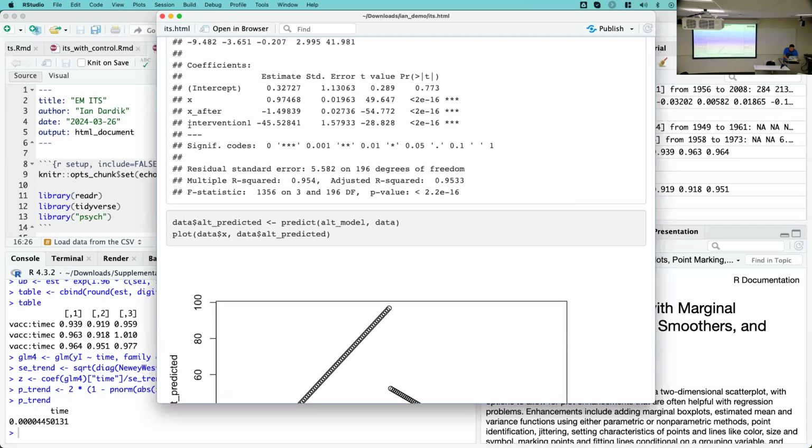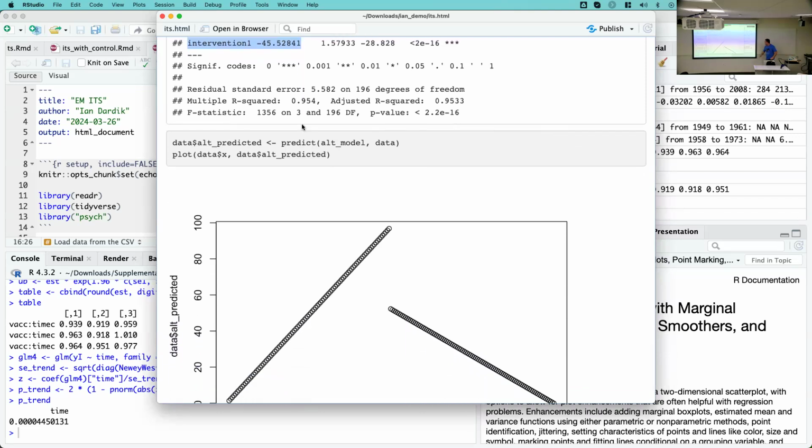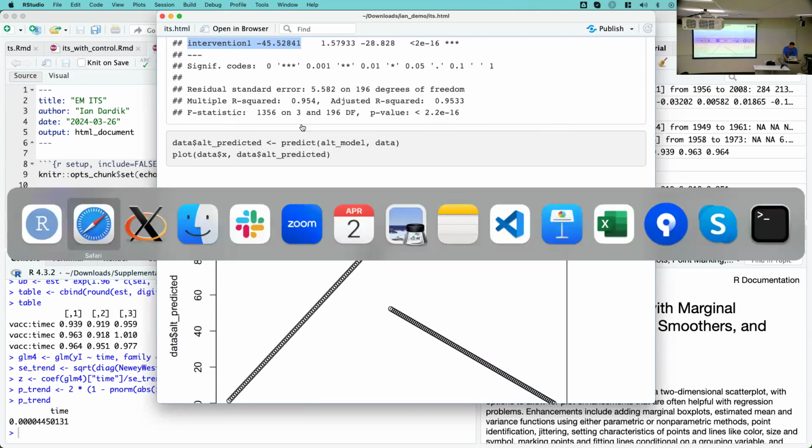So looking at intervention here, you'll notice that we have this negative 45. Now here's the part where I'm pretty sure about, but maybe not positive. The distance here is 45. It looks like about 45. So I'm pretty sure what this intervention is showing is the distance right there. Cool? Makes sense?